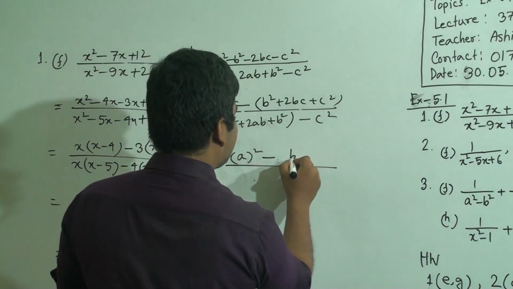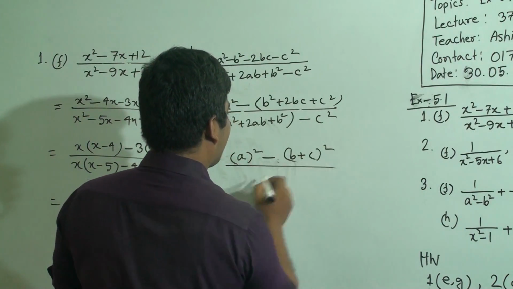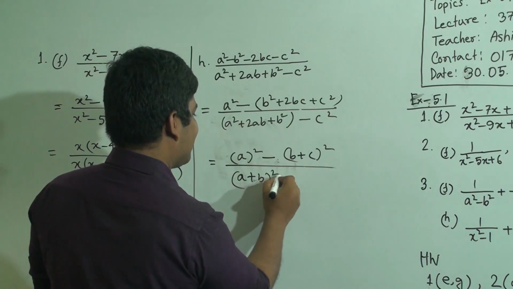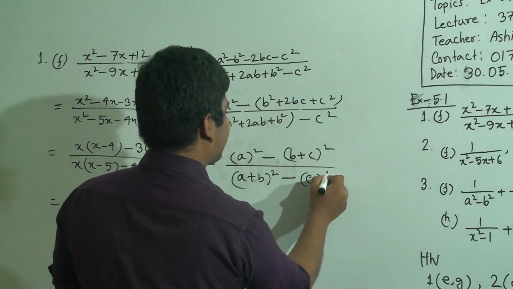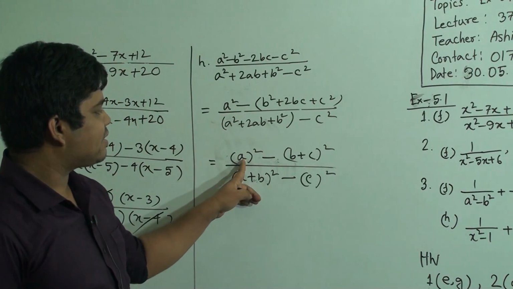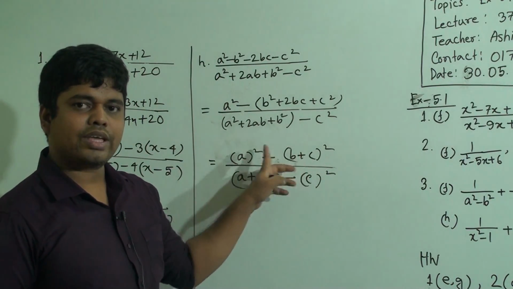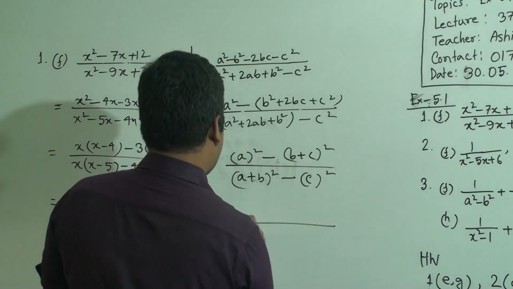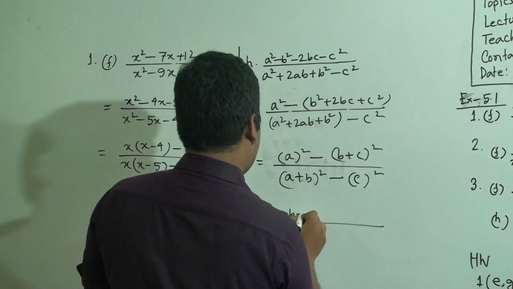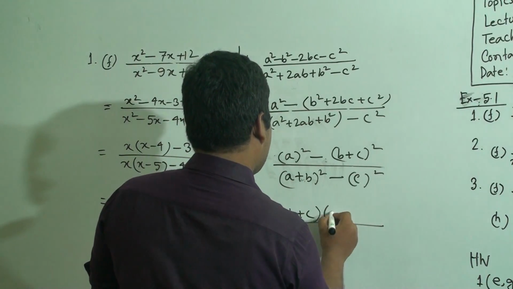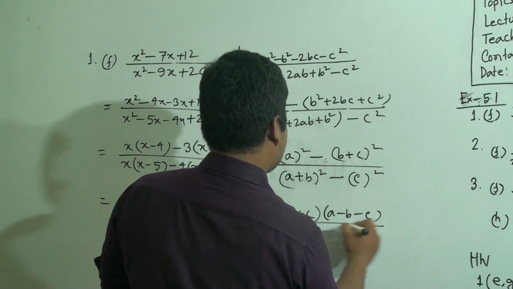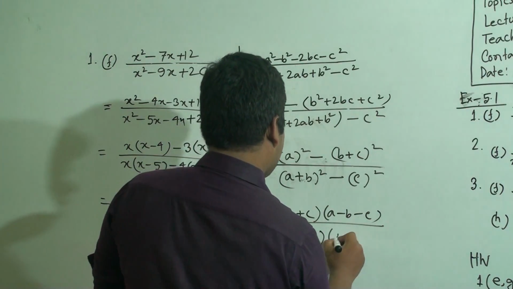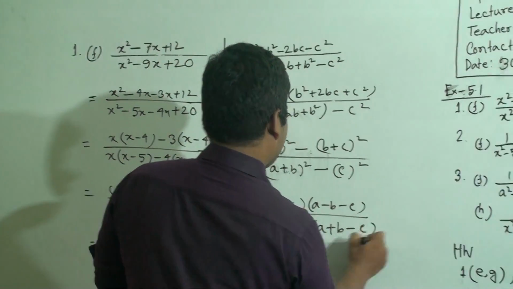So we write (b plus c) whole square, and here this is the formula of (a plus b) whole square, and here c whole square. Dear student, notice this is a square and this is b square. So the a square minus b square formula is applicable here. So we write (a plus b plus c) and (a minus b minus c). So here a plus b plus c and a plus b minus c.